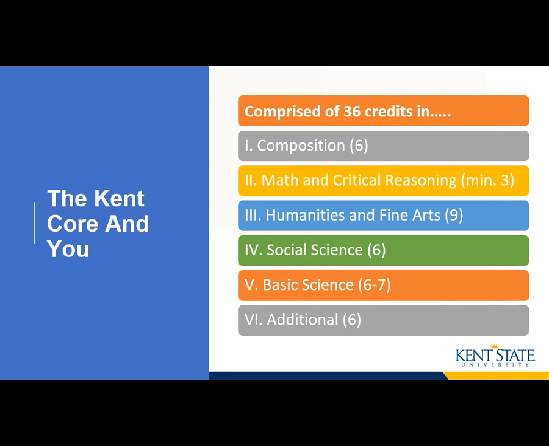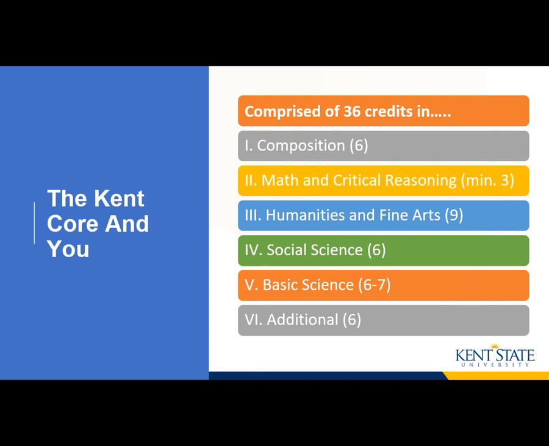Category 1 is composition. What courses you will take will be determined by a variety of factors, including but not limited to honors college acceptance, prior college level coursework such as AP and College Credit Plus, ACT, SAT, and or high school GPA. Category 2, mathematics and critical reasoning. Just like with composition, what courses you will take will be determined by many factors. First and foremost is the program you're pursuing.